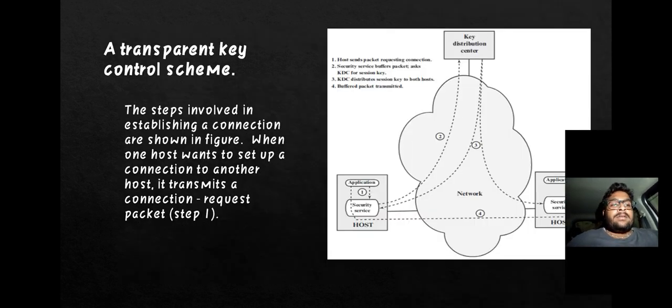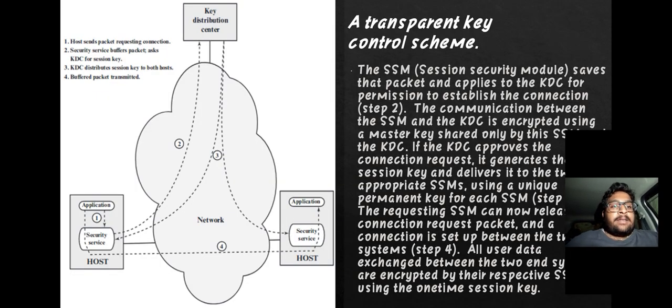A transparent key control scheme. The steps involved in establishing a connection are shown in the figure. When one host wants to set up a connection to another host, it transmits a connection request packet. The SSM, the session security module, saves that packet and applies to the KDC for permission to establish the connection. The communication between the SSM and the KDC is encrypted using a master key shared only by this SSM and the KDC. If the KDC approves the connection request, it generates the session key and delivers it to the two appropriate SSMs.